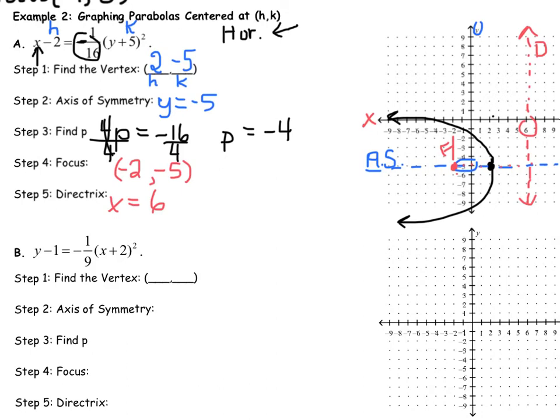The last thing we need to do is make sure our parabola is an appropriate width. So let's pick maybe that dot on the parabola. I'm going to connect it to the focus, connect it to the directrix, and it's not bad. It could be a little bit wider, but I'll just leave it like that.